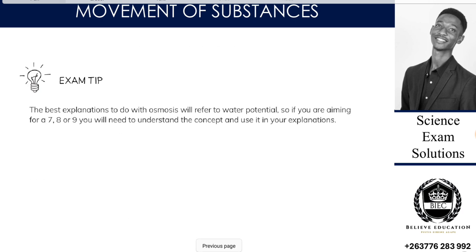So we have an exam tip. Most times when you talk about osmosis, if you refer to water potential, you will understand your concept better, and your explanations become better. Are we together? Other than just saying the concentration of water, the concentration of the solution, at the end of the day it will not be understandable, and you will be the first one to fail to understand your concept.